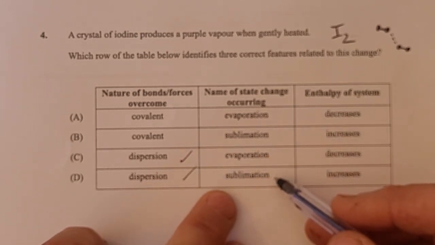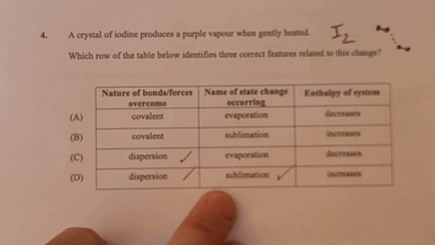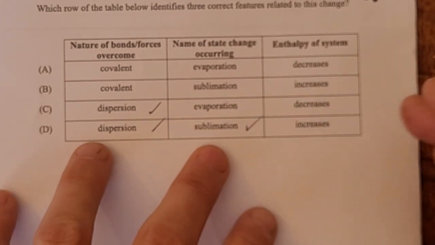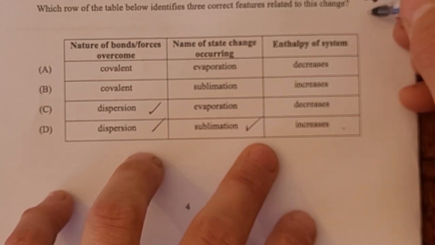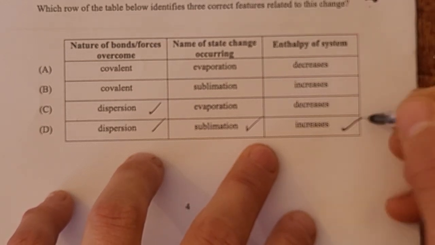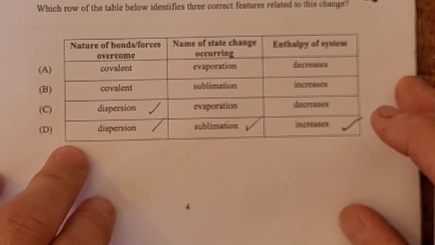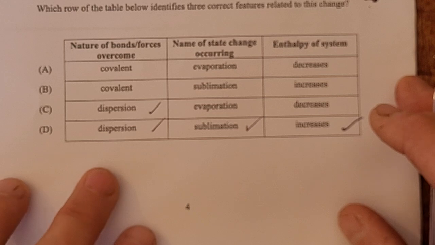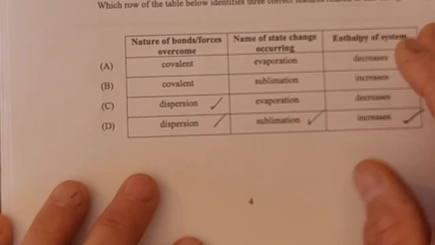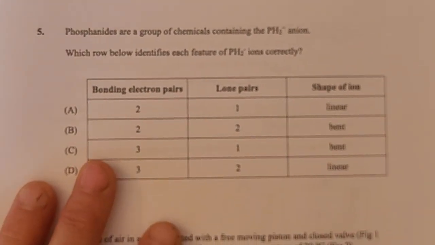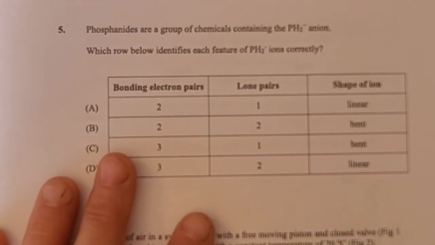What's happening going from a solid to a gas? That's sublimation. That's enough to get us to D, but we could also say that when it changes from a solid to a gas, we're definitely increasing the energy in the system. So we're going to say 4D.